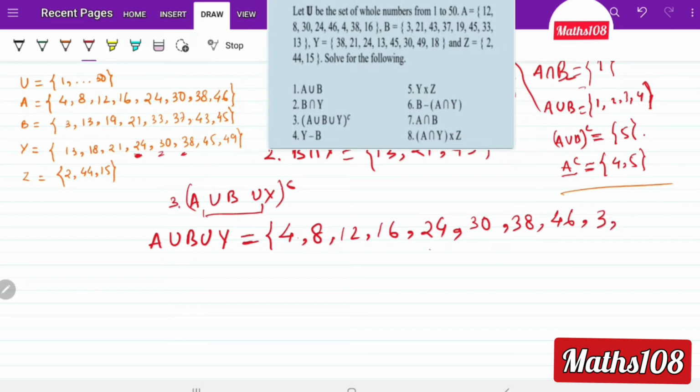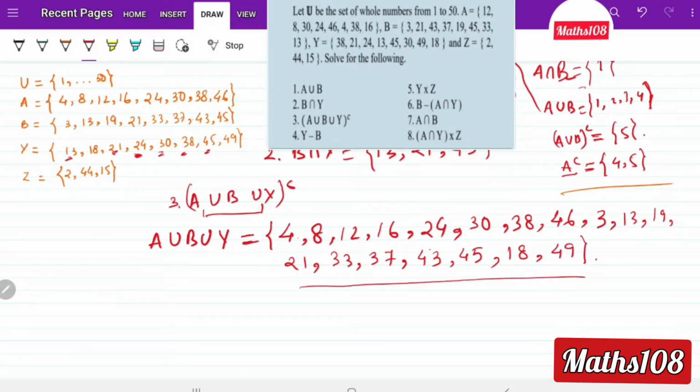3, we don't need to write 13 again. 19, we don't need to write 21 again. 21, 33, 37, 43, we don't need to write 45 again here. So from the Y set, we need to write only 18 and 49.